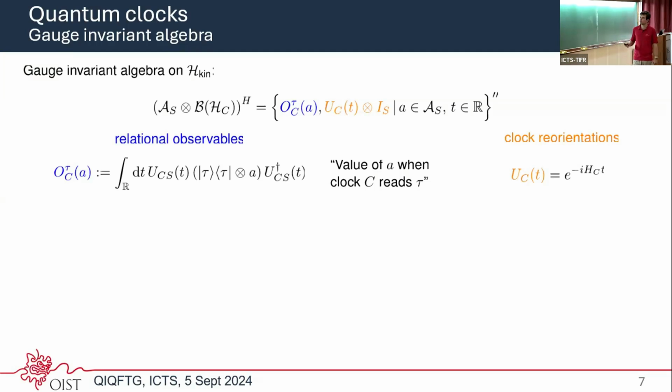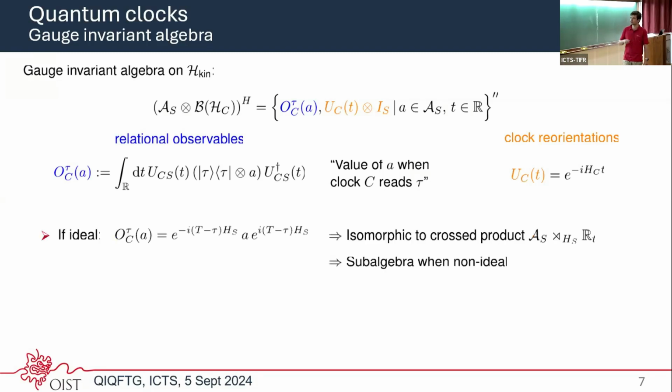Then we have this conjugation with the gauge group transformations, and we integrate over the whole gauge group as a coherent group averaging, and that makes this observable gauge invariant. The other observables are what we call clock reorientations, because they're just unitary evolution by the clock Hamiltonian, and conjugating this observable with this evolution just shifts this tau label. That's how we get a relational observable for all times of the clock. And these together make up your gauge invariant algebra.